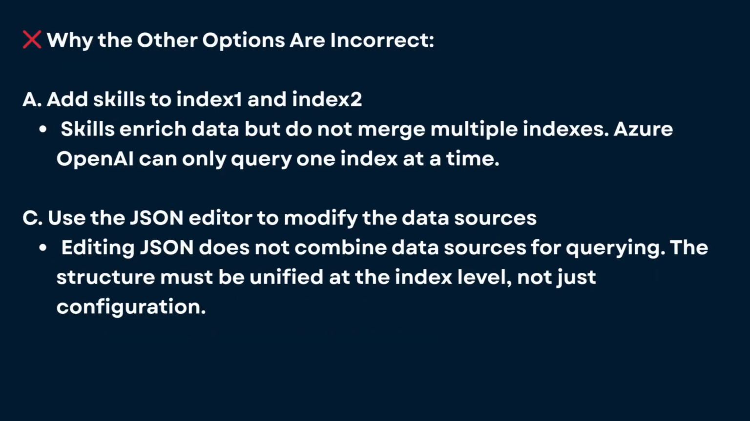Why the other options are incorrect? Option A. Add skills to Index 1 and Index 2. Skills enrich data, but they do not merge indexes. Azure OpenAI still cannot query two indexes at once. Option C. Use the JSON editor to modify the data sources. Editing data sources does not combine search results. Index structure determines what OpenAI can query.